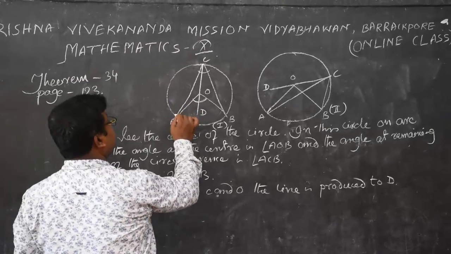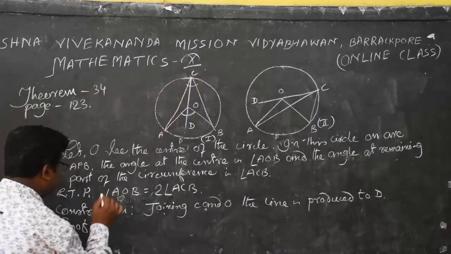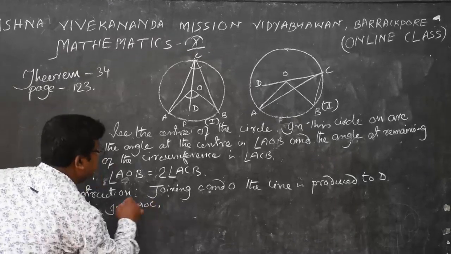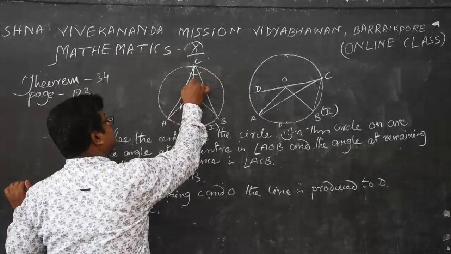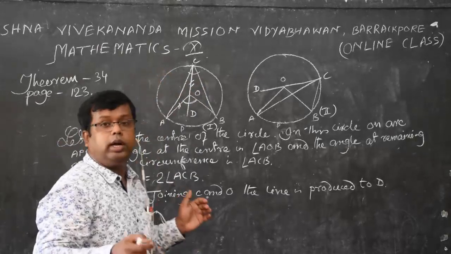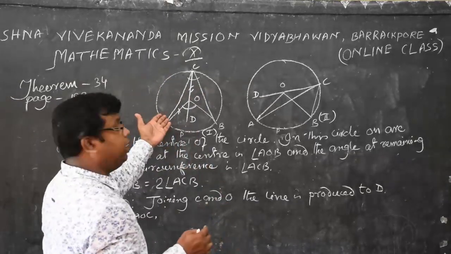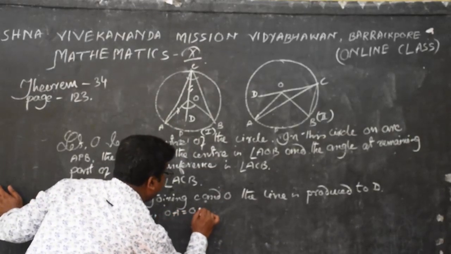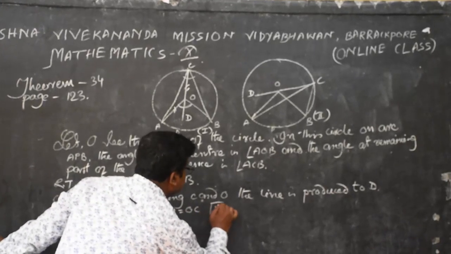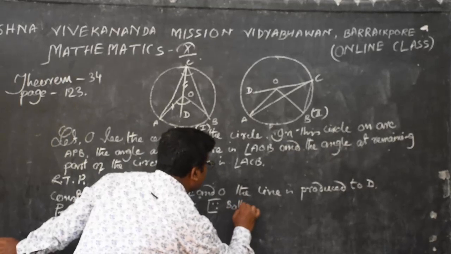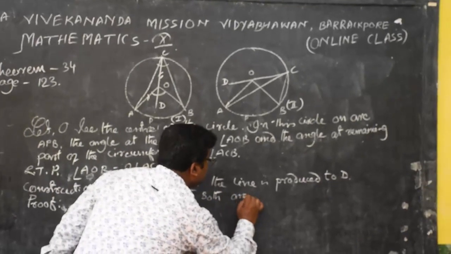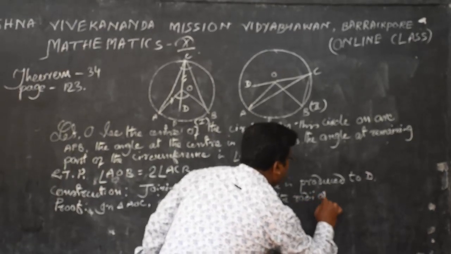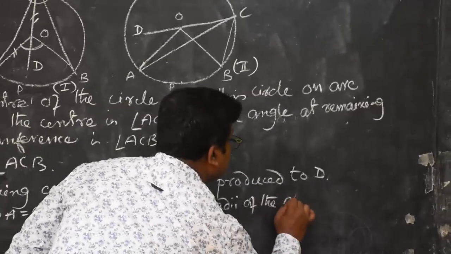In triangle AOC, OA equal to OC. Look at the figure. OA and OC both are the radii of the same circle, so they are equal. OA equal to OC. You have to write the logic why they are equal. Since both are the radii of the same circle.